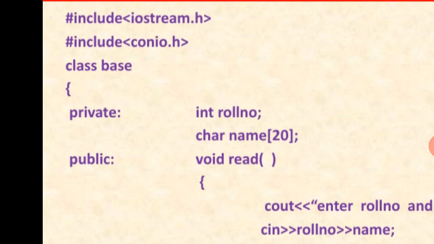Then I have private access specifiers, that is roll number and name. Roll number is of the type integer, name should be of the type character. So roll number and the name, these are the private access specifiers I have declared. These are the variables which will store some value. Then in the public section, I have taken one important member function. What is that? It is a read. Read member function is there.